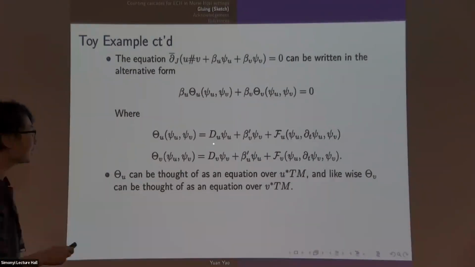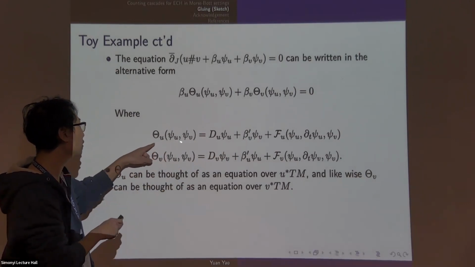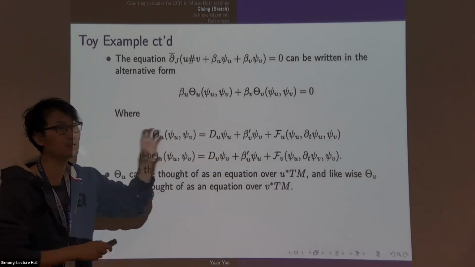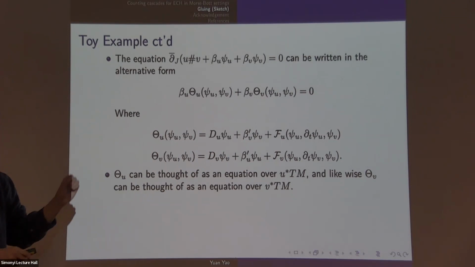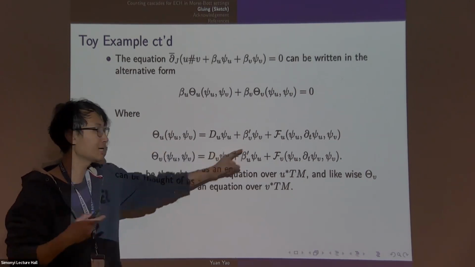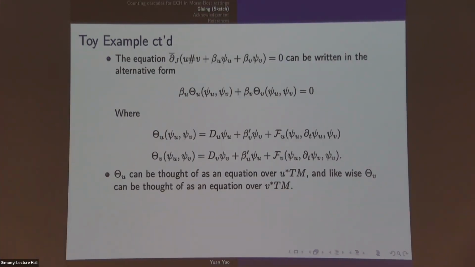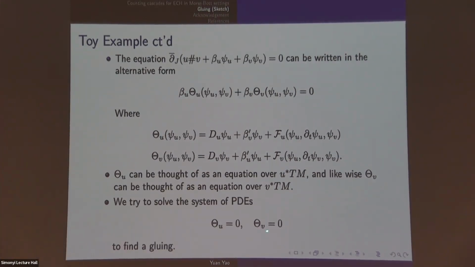And I've chosen my cutoff function so that the part of psi of V that goes into theta of U is supported near U. So theta of U only sees the part of psi V that's close to U, and similarly for theta V. So if I can solve this system of PDEs, theta U equals 0 and theta V equals 0, then I can find the gluing of my original problem.